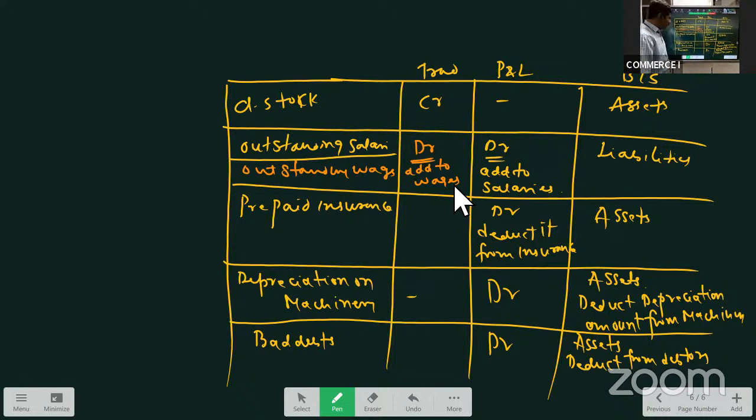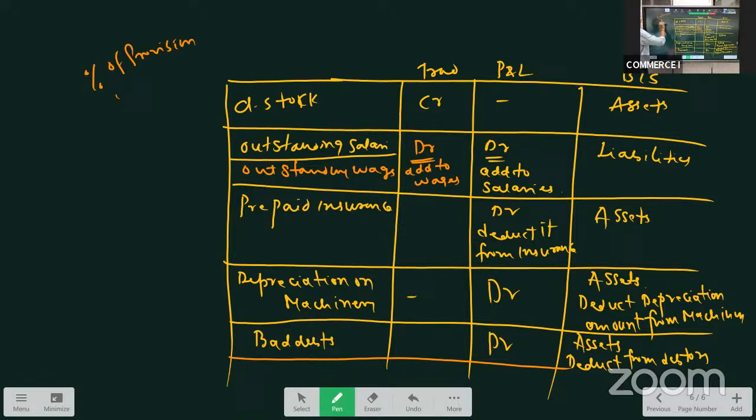Okay, so I am concluding. Achha, there is one more I should say. Provision for bad debts. Again, the effect is the same. The effect is like bad debts only. And remember that percentage of provision we will calculate on debtors. Suppose 5% provision is to be created for bad debts. We will not give 5% provision on debtors. We will say 5% provision for bad debts. This we have to calculate on good debtors.